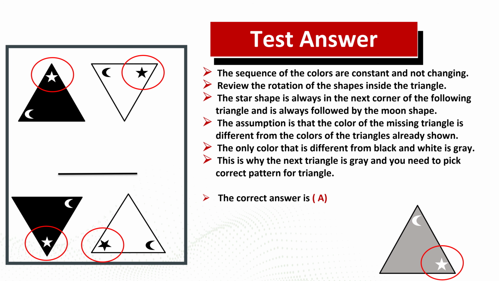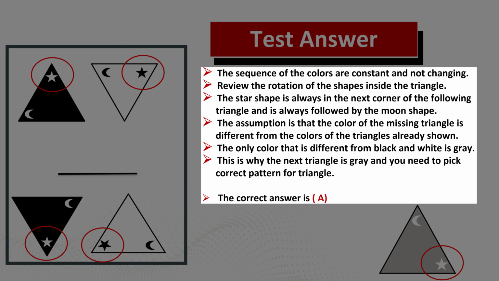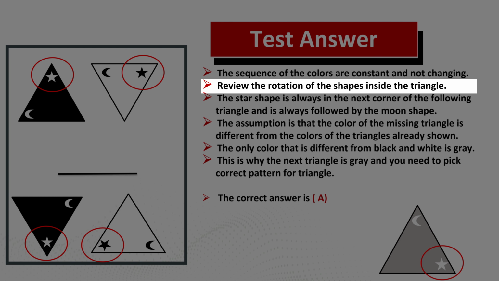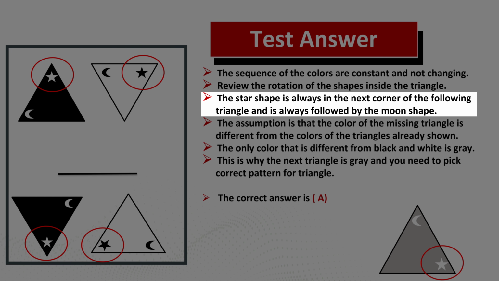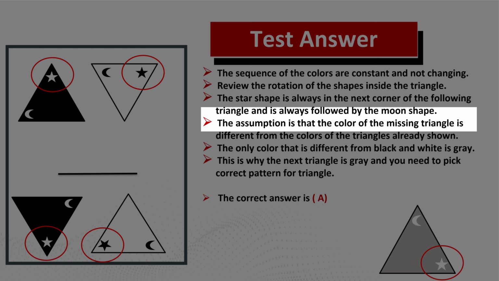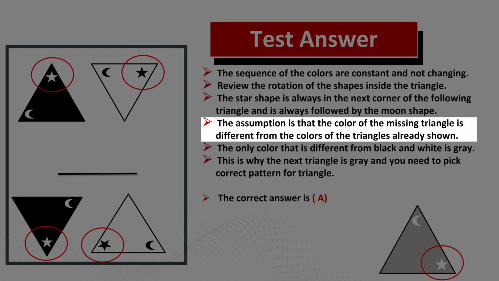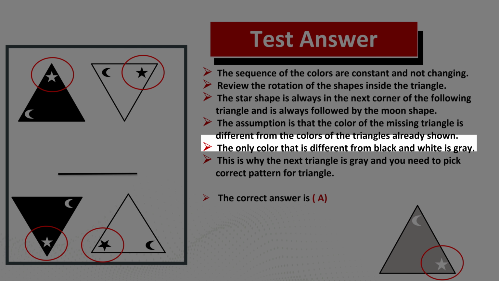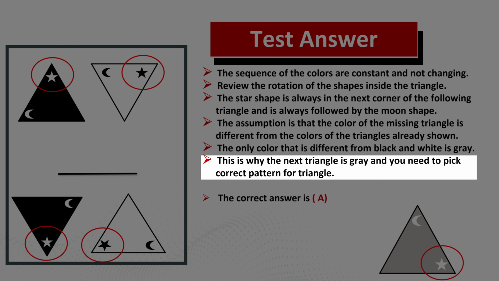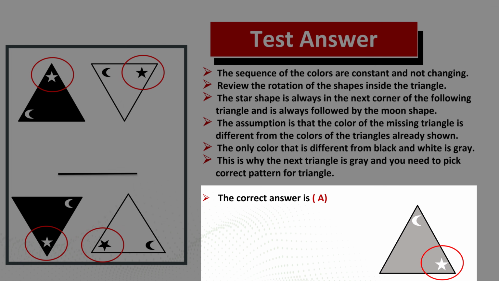We have already looked at the pattern of the colors, and the sequence of colors is constant and is not changing. And we also reviewed the rotation of the shapes inside the triangle. The star shape is always in the next corner of the following triangle and is always followed by the moon shape. The assumption here is that the color of the missing triangle is different from the colors of triangles already shown, and the only color that is different from black and white is gray. This is why the next triangle is gray, and you would need to pick the correct pattern for the triangle. So the correct choice here is choice A.